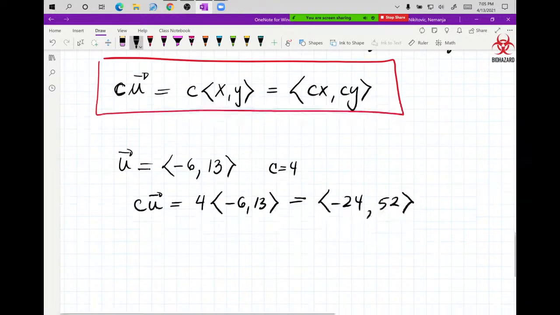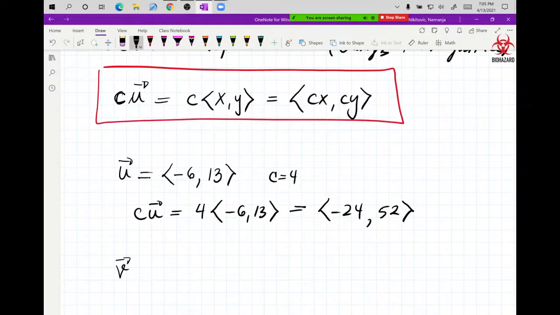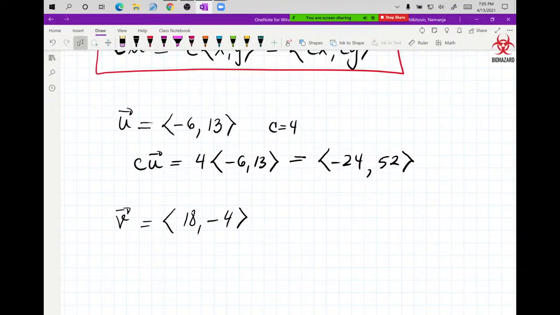All right, so another example. Let's say v is equal to, I don't know, 18 and -4, and your scalar is 1/3. This is going to make the vector shorter.